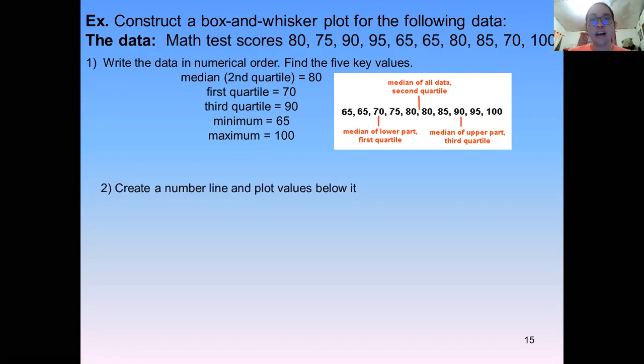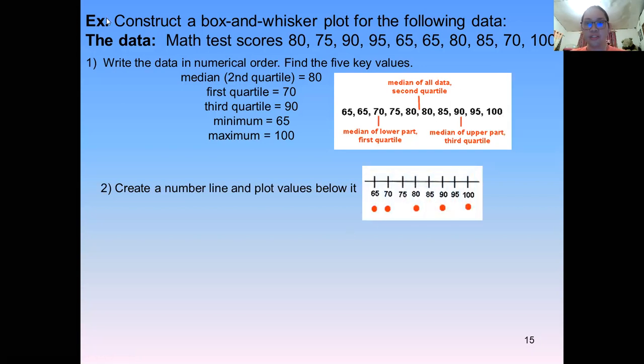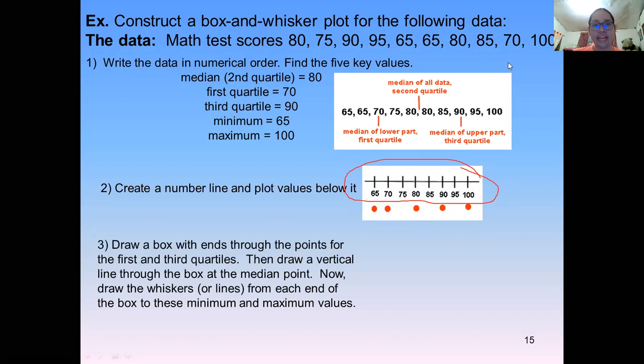Next, after we identify the 5 key values, we can now create a number line and plot the values below it. I will show you. You can make a number line and then put the plot values in there. After that, we have to draw a box with ends through the points for the first and third quartiles. Then draw a vertical line through the box at the median point. Now draw the whiskers, or lines from each end of the box to the minimum and maximum values. So how do we follow it?